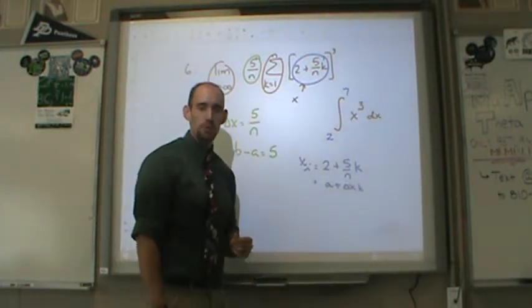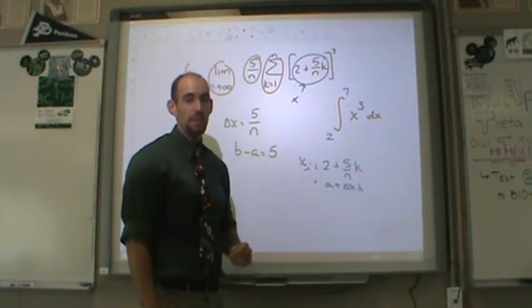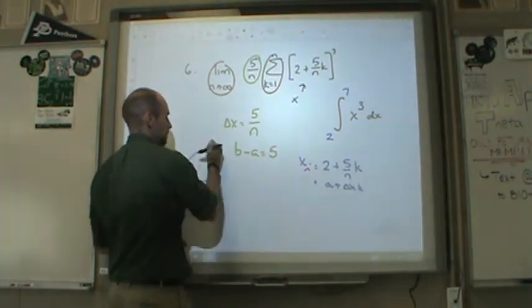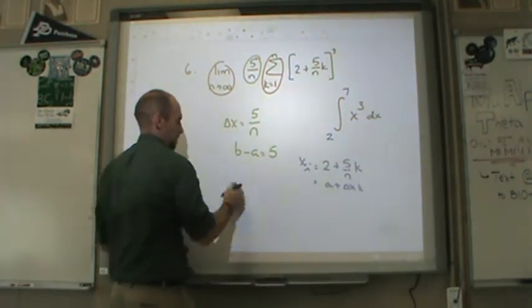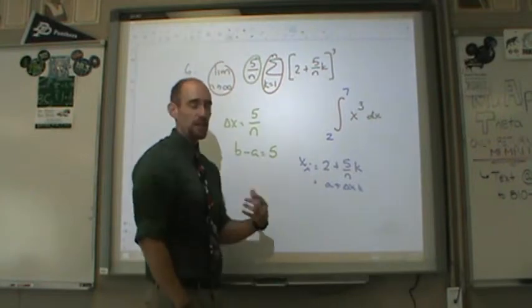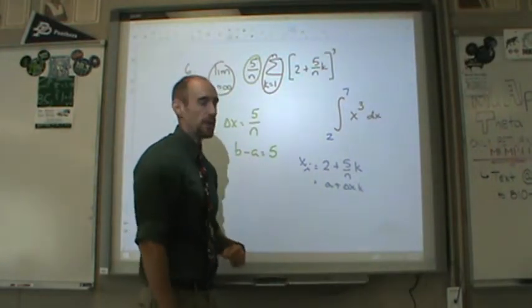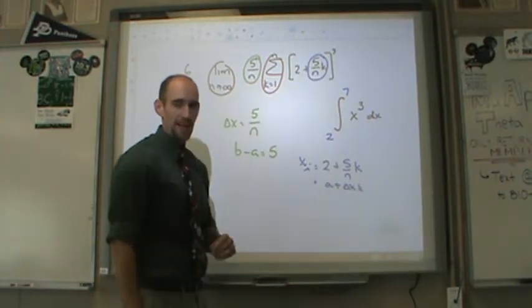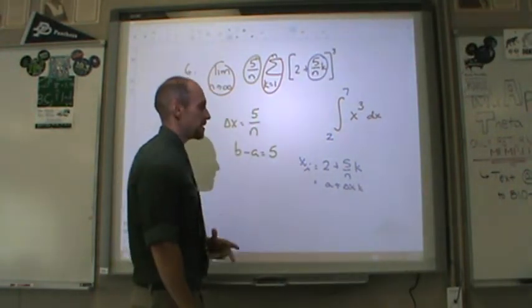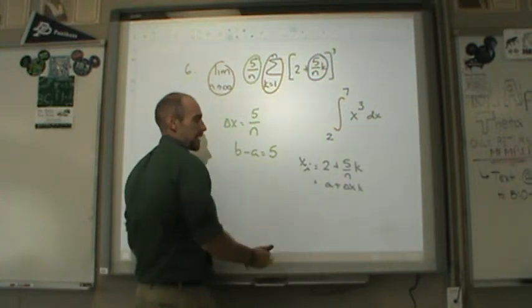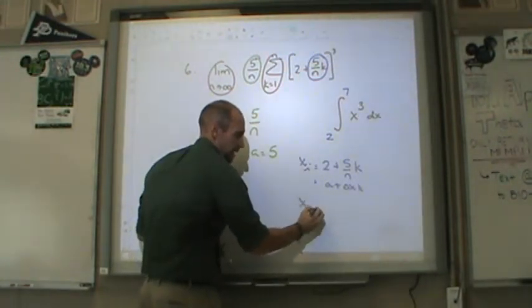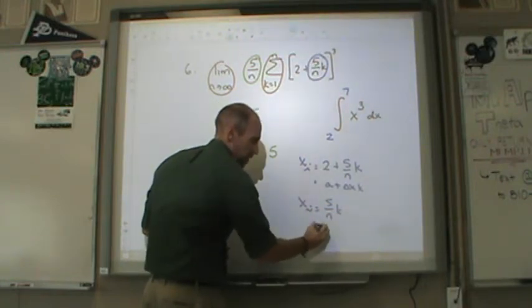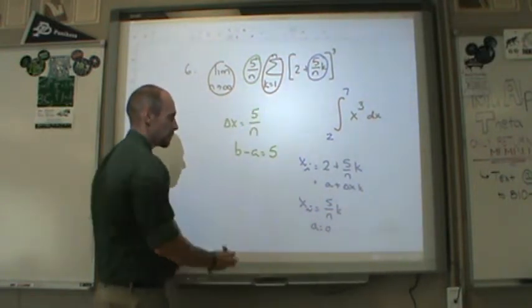What we have to assume is that the other case is that maybe a is 0. So in case a is 0, I'm going to actually get rid of this circle. And instead of circling the 2 plus 5 over n, okay, I'm going to just circle the 5 over n times k. And I'm going to pretend that a in this case is 0. So my second case, x sub i is going to equal 5 over n times k, where a equals 0.